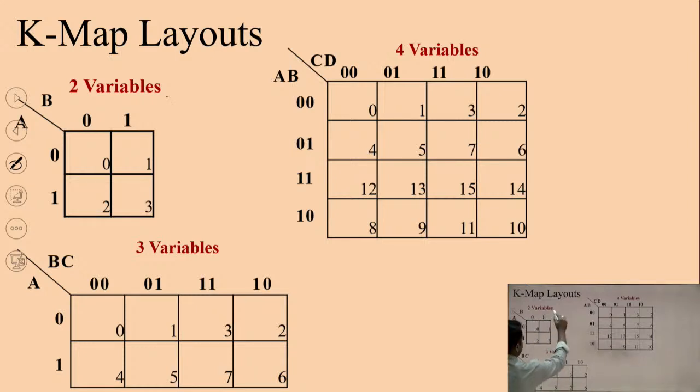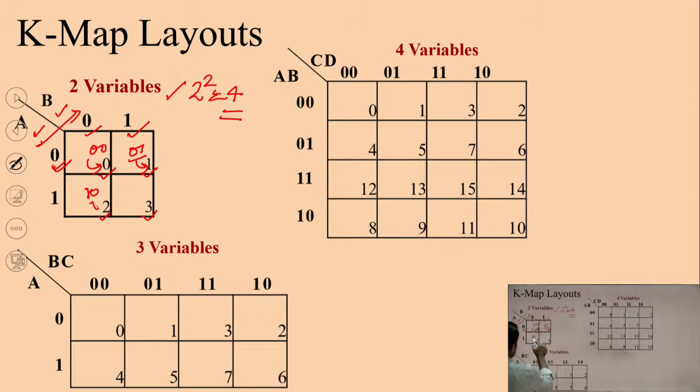So for 2 variables, 2 raised to power 2, that means 4 cells are there: 0, 1, 2 and 3. And how are these obtained? These are the 2 variables A and B. We have to ensure that the flow is always from MSB to LSB. So A is MSB and B is LSB. So flow is from A to B always. So this 0 0 is equivalent to 0. Similarly, 0 from here and 1 from the column, 0 1 becomes 1. Similarly, 1 0 becomes 2 and 1 1 becomes 3.